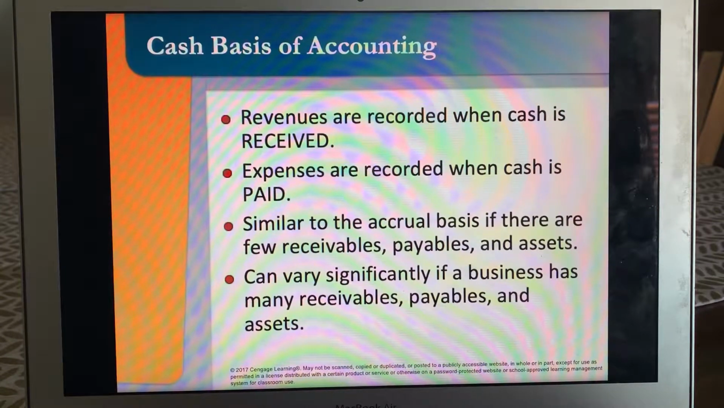So under the cash basis, revenues are recorded when cash is received. Expenses are recorded when cash is paid. Similar to the accrual basis if there are few receivables, payables, and assets. It can vary significantly if a business has many receivables, payables, and assets.